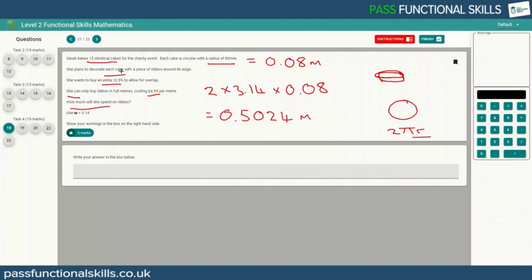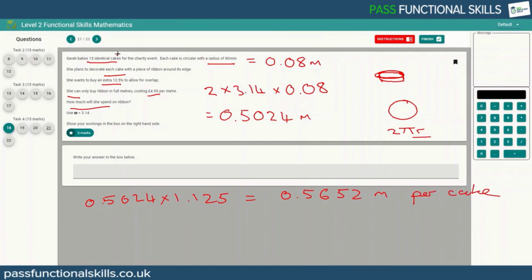However, she also wants to allow an extra 12.5% for the ribbon to overlap. In this case what we're assuming here is they meet perfectly end to end, but in reality they'll overlap a bit in the middle where they meet, so she wants to add 12.5% for that. So to do that we just need to take this value here, 0.5024 meters, and multiply it by the decimal equivalent of the percentage, which is 1.125, which comes out to be 0.5652 meters per cake.